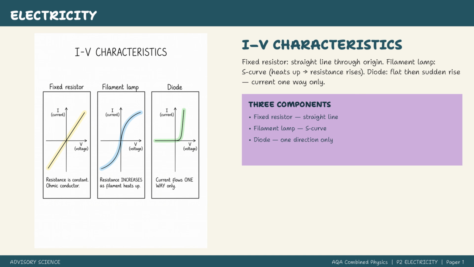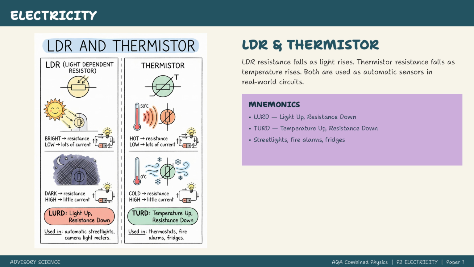You also need to know two special sensor resistors using simple acronyms. For a light-dependent resistor, remember the word LERD, which stands for light up, resistance down. For a thermistor, remember the word TURD, which stands for temperature up, resistance down. These graphs and sensors link directly to your required practicals. To change the voltage and get different readings in the lab, you must use a variable resistor in your circuit to alter the flow manually.